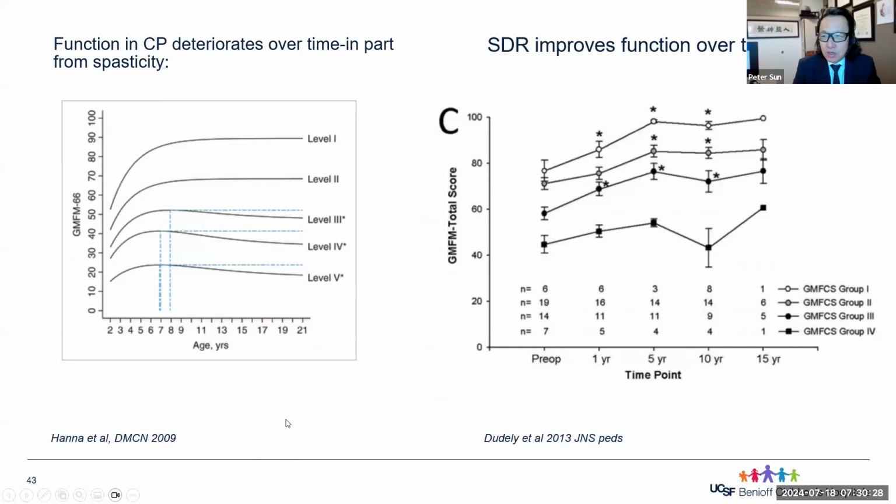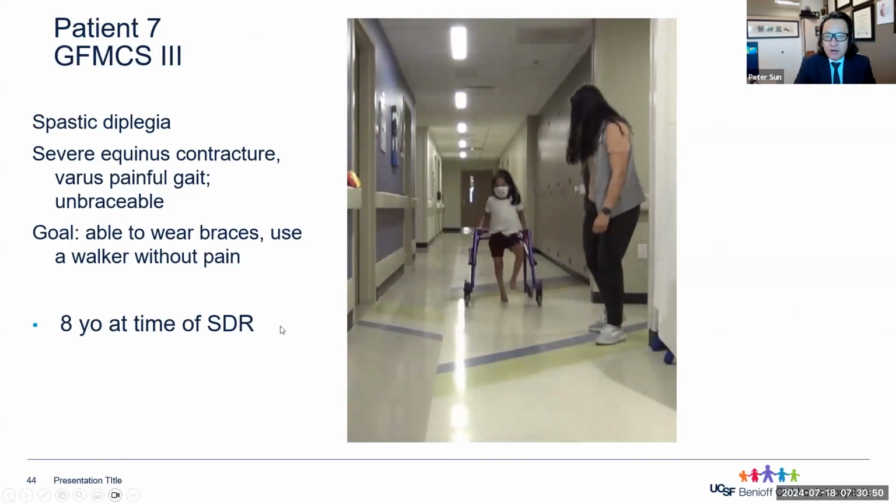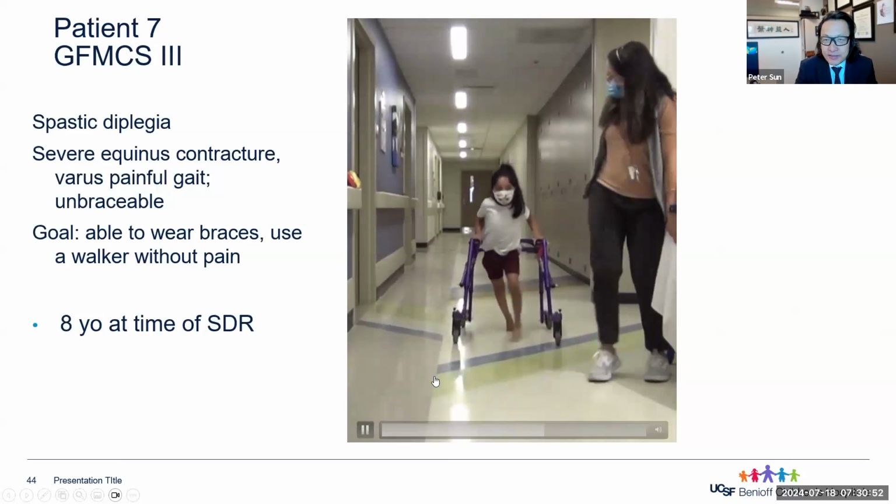And this is what Dr. Sagar was saying. The natural history of certainly 3, 4, and 5s is that it can get worse over time. And we can see from our last patient, there was no way he would have maintained even being able to do what he was doing. But patients status post-SDR do improve function over time. All right, our next little patient.